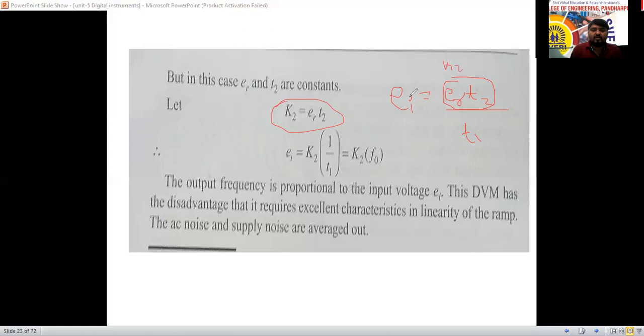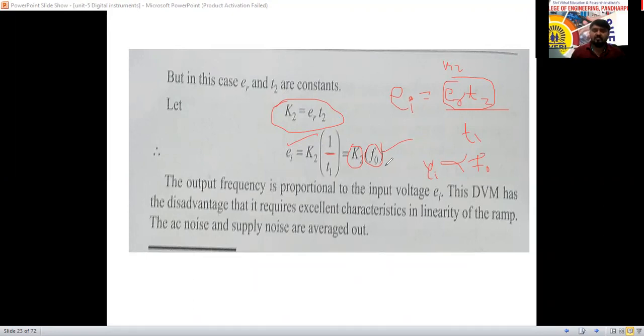What is the frequency formula? F equals 1 by T. Yes or no? F equals 1 by T. This 1 by T1 we can write as the output frequency here now. So input voltage equals this constant times the output. Whatever the voltage is, it is directly proportional to the input voltage, that is EI is directly proportional to F naught. We have proved this. Yes or no? 1 by T1 I will write as F naught, that is the output frequency.